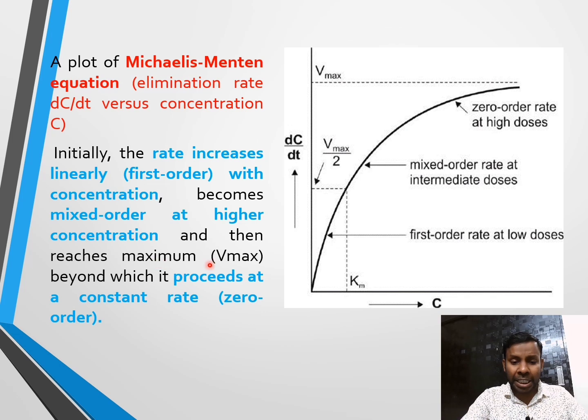reach the maximum, Vmax. Vmax is the theoretical maximum rate of the process, and beyond that it will go on at a constant rate, meaning it will follow zero order. So beyond this point it will follow zero order and proceed at a constant rate. So this graph is the Michaelis-Menten plot. It is plotted between C versus dC by dt: first order at low dose, mixed order at intermediate dose, and zero order at high dose.